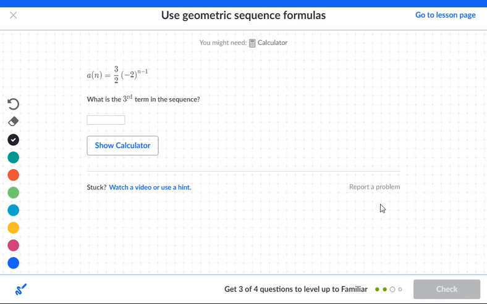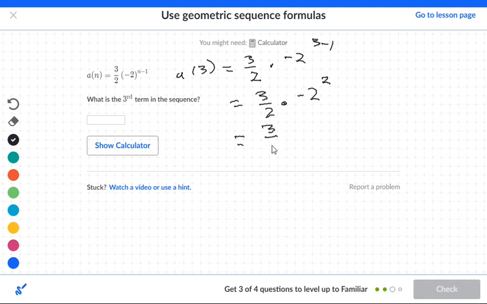Okay, next one. Now we only have one level here. This is back to the single type of equation. So when we come over here, what we want to do is replace the letter n with a 3. So we want to say a of 3 is equal to 3/2 times negative 2, but the n is going to become 3. So let's clean this up a little bit. We got 3 over 2 times this negative 2. 3 minus 1 becomes 2.